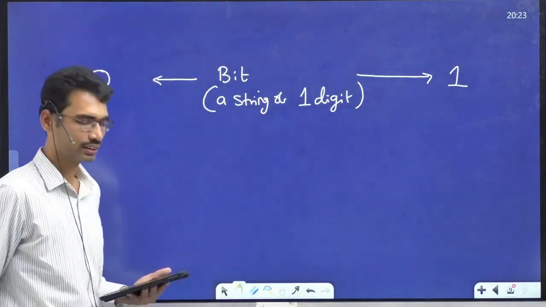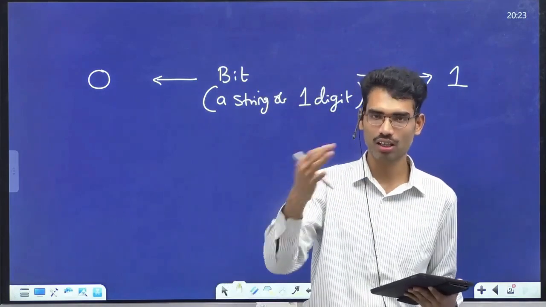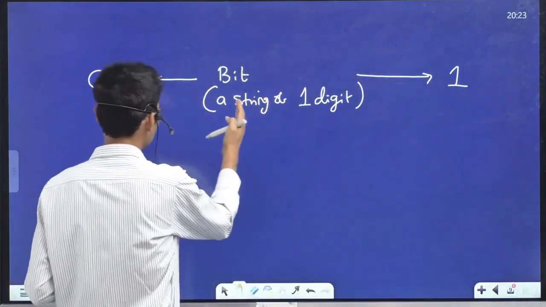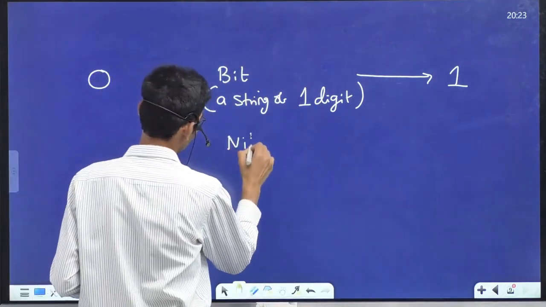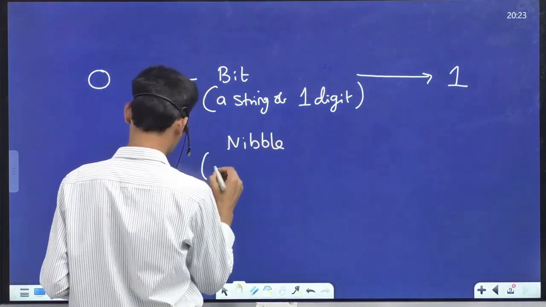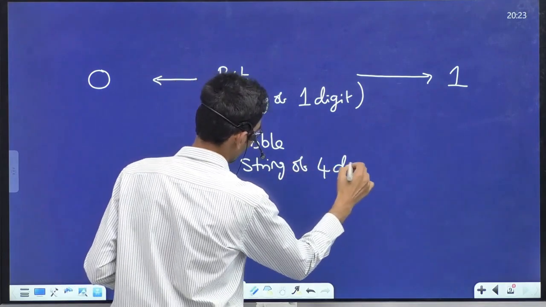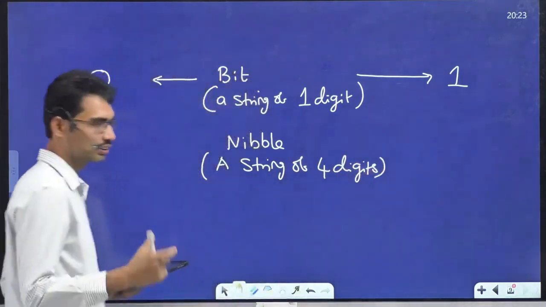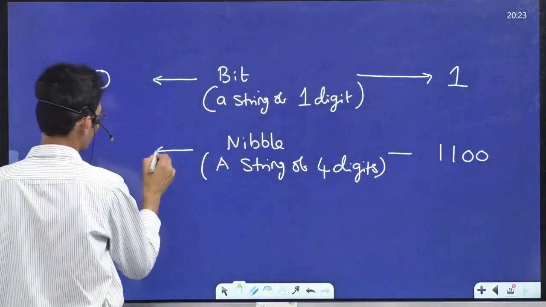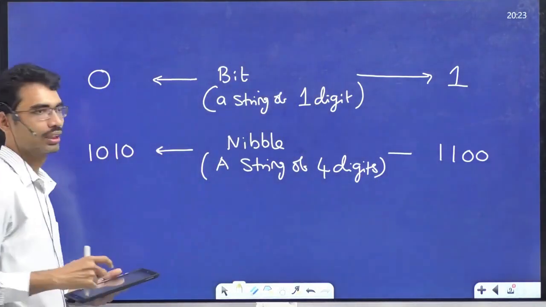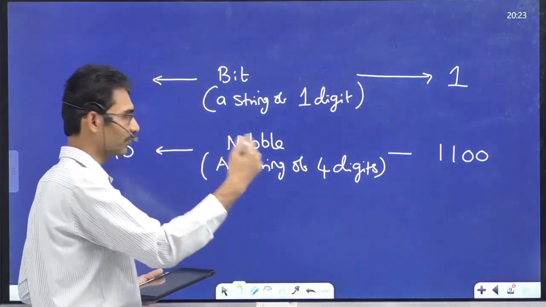In terms of binary number system, computers understand zeros and ones. Transistors on or off. A bit is a 0 or 1, 2 possibilities, a string of 1 digit. A nibble is a string of 4 digits. You can write any representation, 1, 1, 0, 0, anything. It can be 1, 0, 1, 0. You will see only 1s and 0s, nothing else. Only 2 possibilities in different combinations.